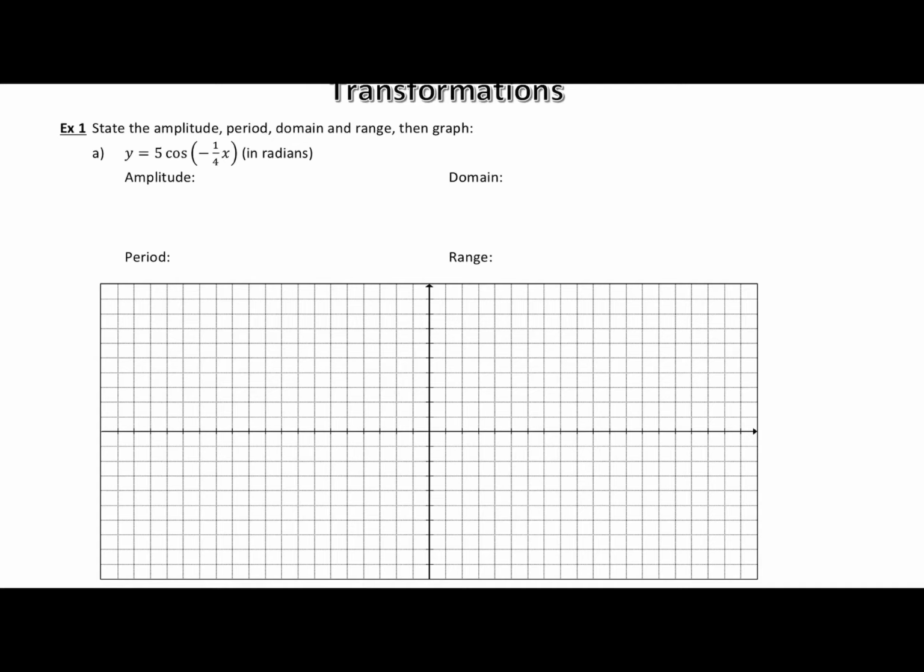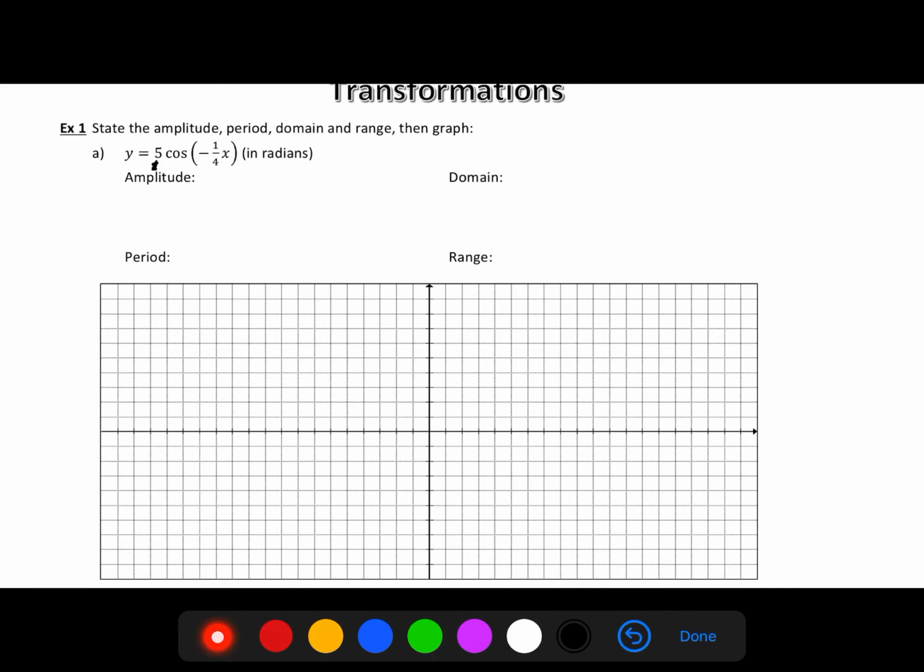Hi everyone. Today we are going to put all of our transformations of periodic functions, the sine or cos function, together. Before we do that, we're just going to review what we talked about last lesson: our stretches, compressions, and reflections. First of all, we want to state amplitude, period, domain, and range, and then we're going to graph. So thinking about how we're going to set this up.